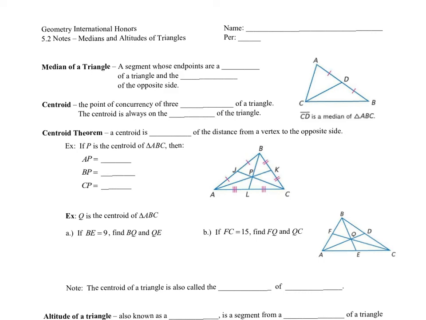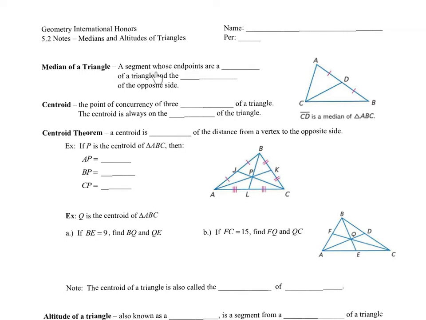Hello, geometry students. In this lesson, we are going to continue our discussion of special segments of triangles. In our last lesson, we talked about perpendicular bisectors and angle bisectors of a triangle. Today, we're going to talk about medians and altitudes of a triangle. So let's start with the definition of the median of a triangle.